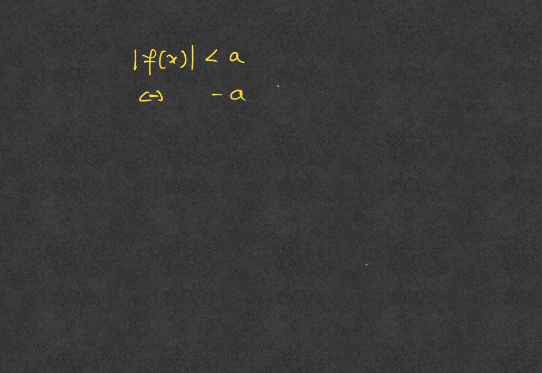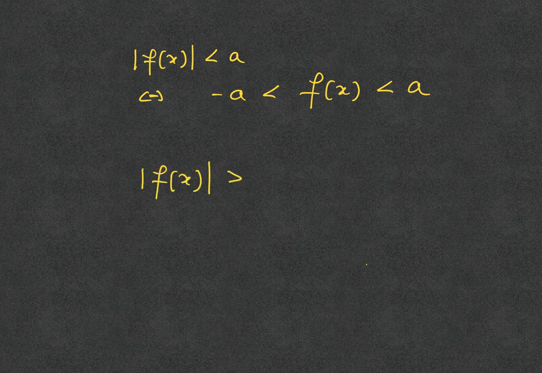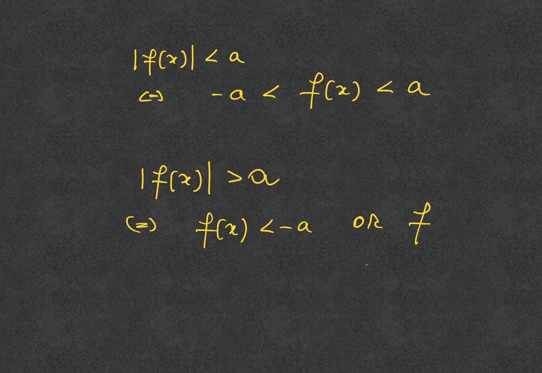A big point to be taken about inequalities is a type of inequality that we meet very often. Absolute value of f of x smaller than a is the same as minus a less than f of x less than a. Related to it, absolute value of f of x bigger than a is equivalent to f of x smaller than minus a or f of x bigger than a. So these are two types of inequalities that we meet quite often.